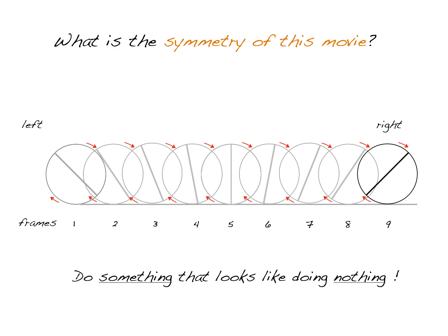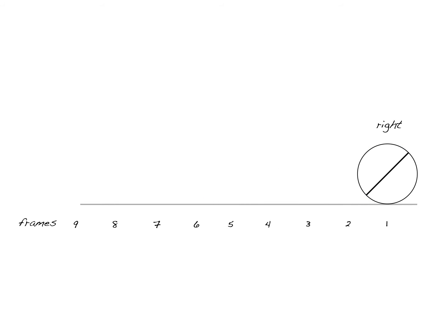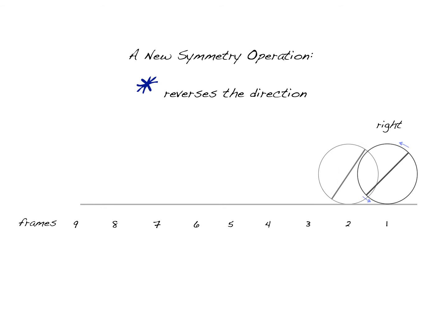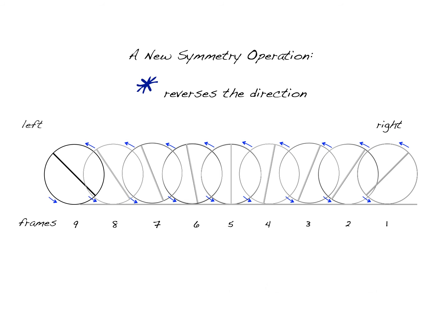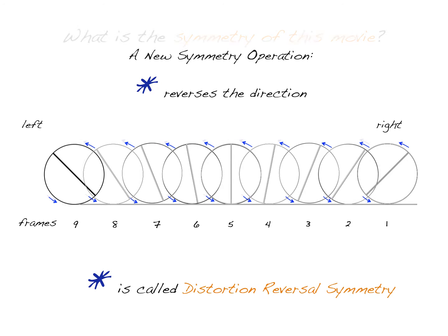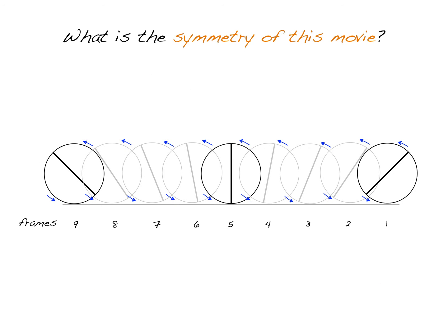What should we do? In order to answer this question, we introduce a simple new symmetry operation, the star, that reverses the direction of motion of the circle, which now rolls from right to left. As a consequence, the red arrows switch to blue arrows. We call this new symmetry distortion reversal symmetry. With this new symmetry operation in hand, let's find out what the symmetry of this movie is.